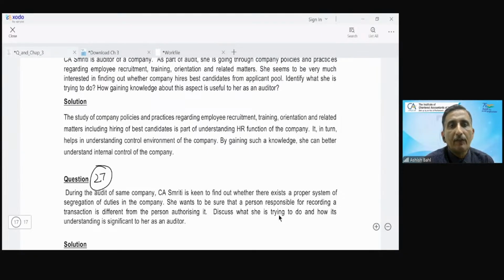During the audit of a company, CS Smriti is keen to find out whether there exists a proper system of segregation of duties in the company. We were just discussing it. She wants to be sure that the person responsible for recording a transaction is different from the one authorizing it. Discuss what she is trying to do and how its understanding is significant to her as an auditor.